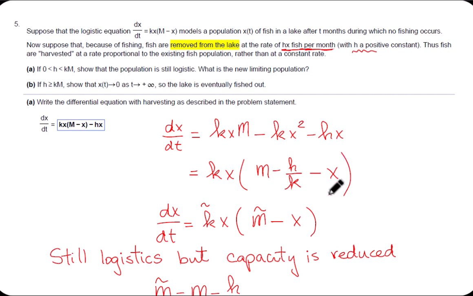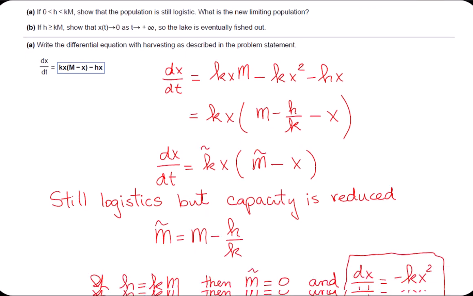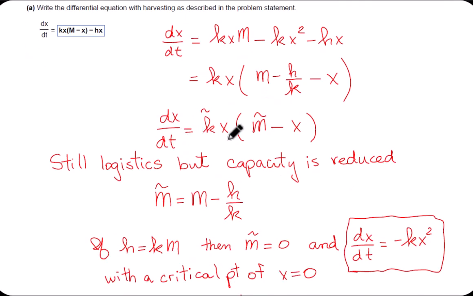All right, so my model looks like the following. Notice m minus h over k is just a constant, so I'm going to call that m tilde, and I'm going to call the k in the front k tilde. So notice this still looks like a logistic equation. And so if it's a logistic equation, this m tilde is the carrying capacity. And so the carrying capacity is m minus h over k.